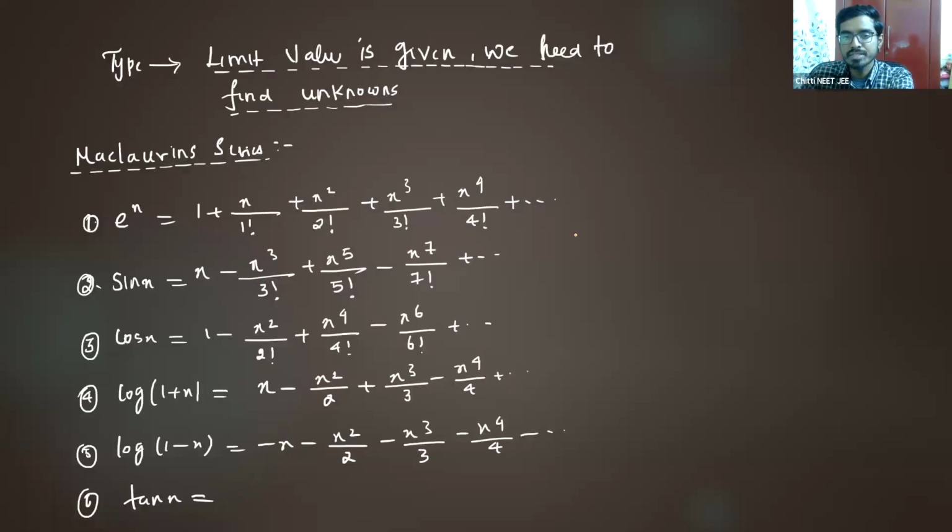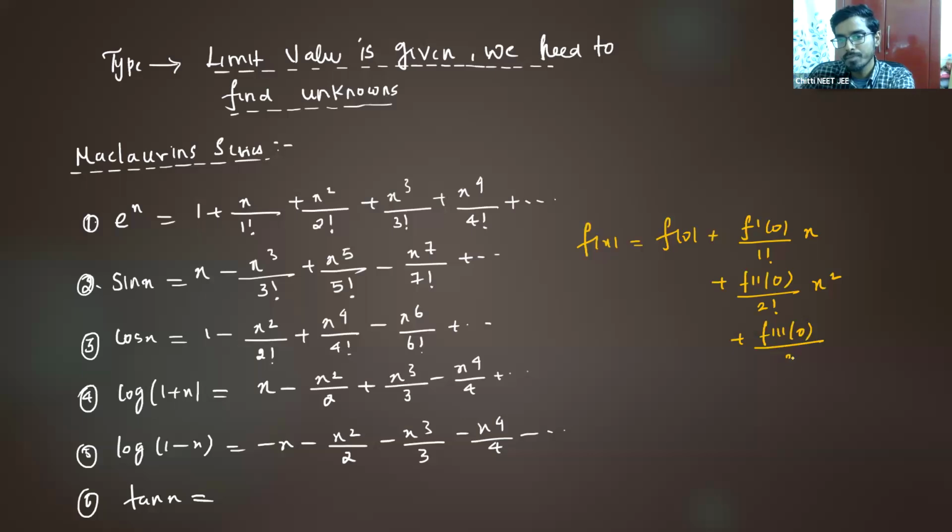So what Maclaurin series says is, any continuous function f of x can be written in the series expansion as f of 0 plus f dash of 0 by 1 factorial into x plus f double dash of 0 by 2 factorial into x square plus f triple dash of 0 by 3 factorial into x cube. This goes on and on. When you put all these in this expansion, you will get all this expansion. This we will discuss more in the upcoming classes, right?